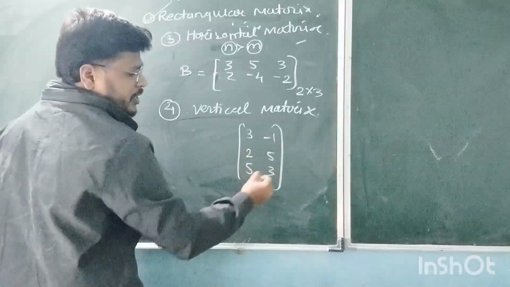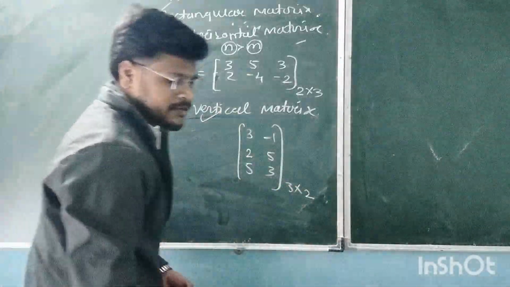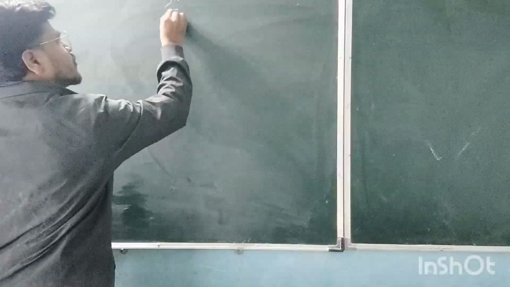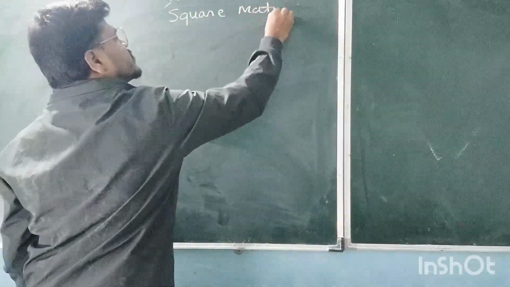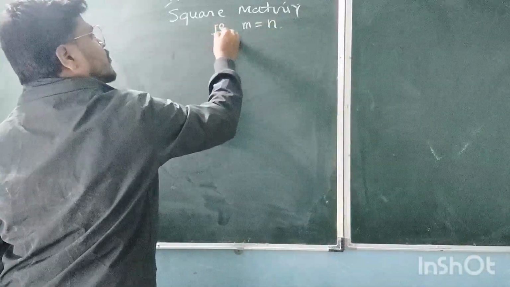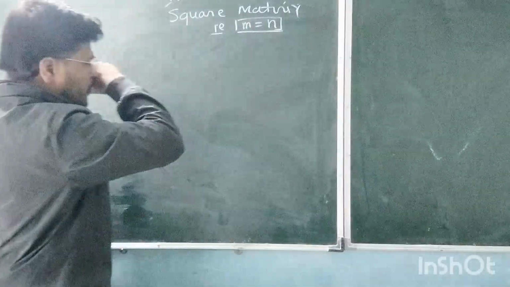How many rows? 3 rows. How many columns? 2. Then it is called a vertical matrix. Now come to the next type of matrix, that is the square matrix. What is the meaning of square matrix? If the number of rows is equal to the number of columns.